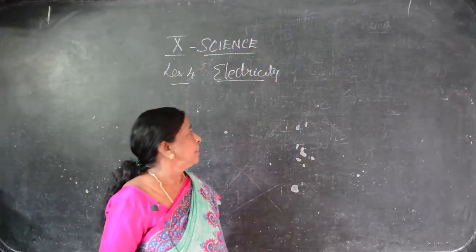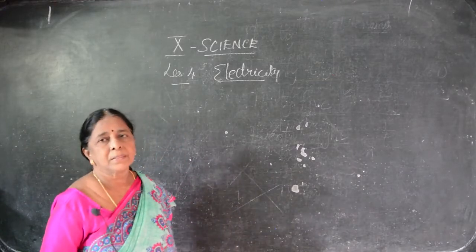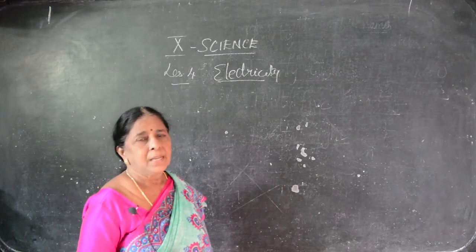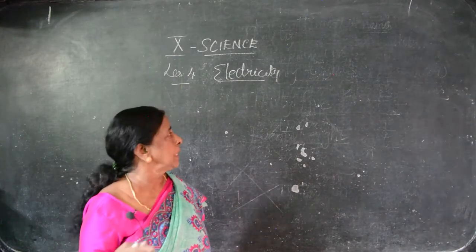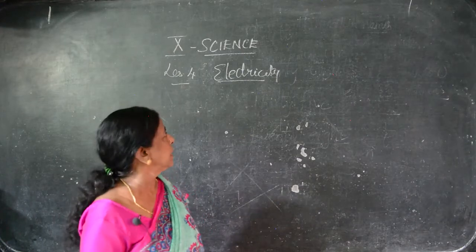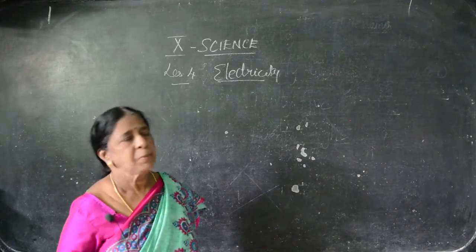Good morning, children. Let me start a lesson, that is the fourth lesson, electricity. This is for 10th standard. Actually, this is the September portion. Because in between we gave quarterly and other exams, I was not able to take the lesson. But we are taking electricity, the fourth lesson, which belongs to September.